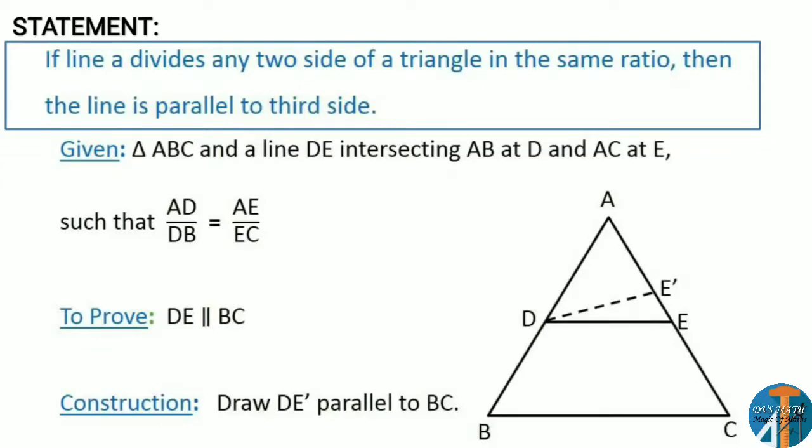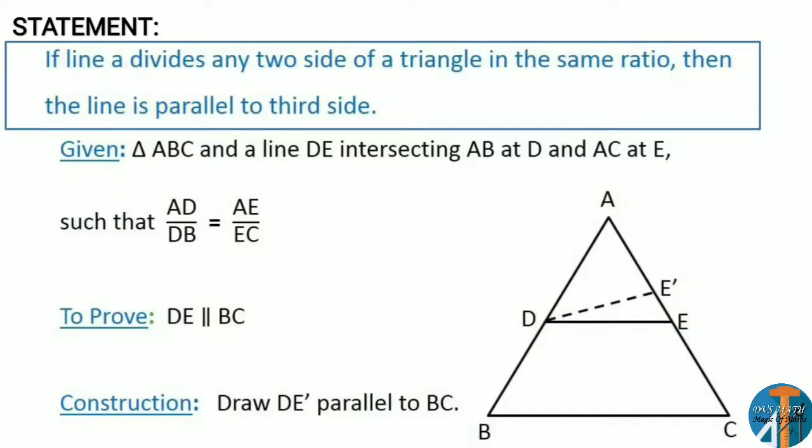Now let's go for the figure. First observe the figure here. ABC is a triangle, and we have taken the line DE. We are not saying it is parallel to BC now. Here we have not taken DE parallel to BC. But they have said that a line divides any two sides of a triangle in the same ratio. Here AD by DB and AE by EC are in the same ratio, but we have to prove DE is parallel to BC.